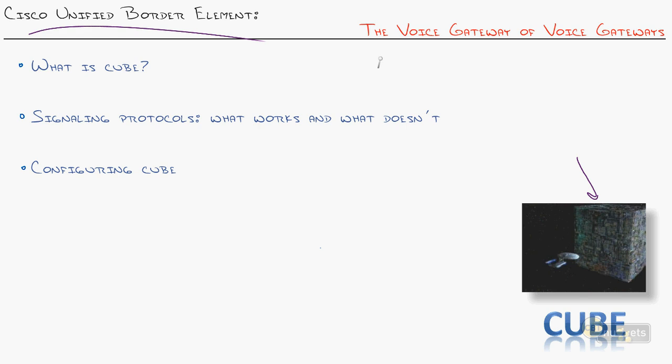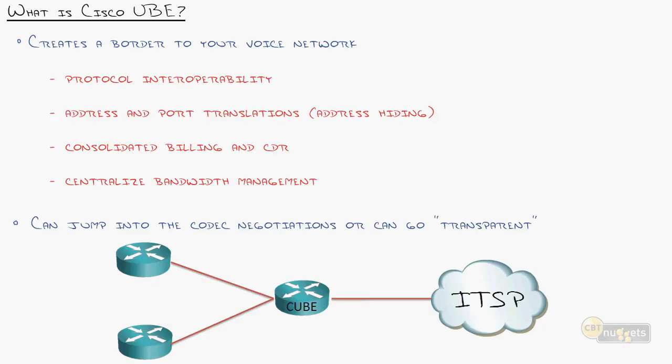I was about to launch into what it is, but that's what we're going to talk about here: what is Cube? What is this Cisco Unified Border Element? What works with this? How does this communicate? And then how do we configure it? All right, let's unpack what Cisco Unified Border Element is.